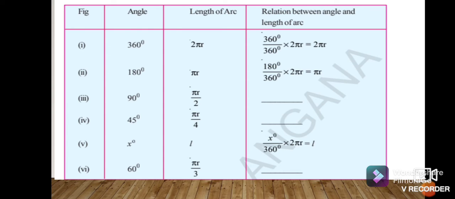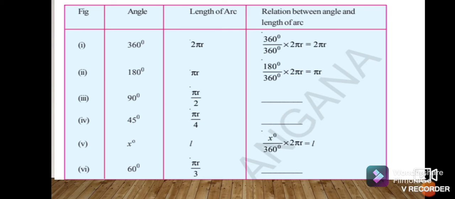Then we can have a relation here: 360 degrees by 360 degrees into 2 pi r. That is, we are taking the full 360 degrees at the center. That's why we are writing it as 360 by 360 into 2 pi r. That is, we are taking the full part of that circle.